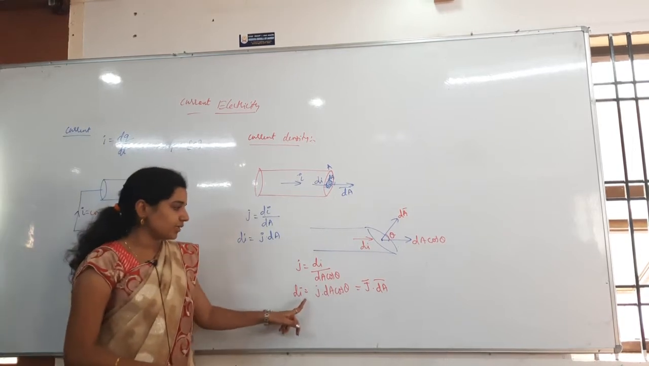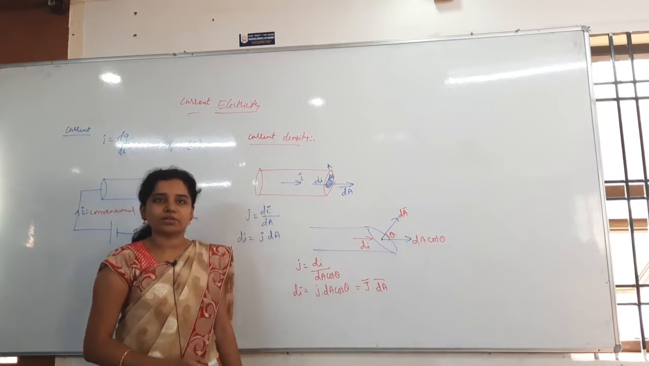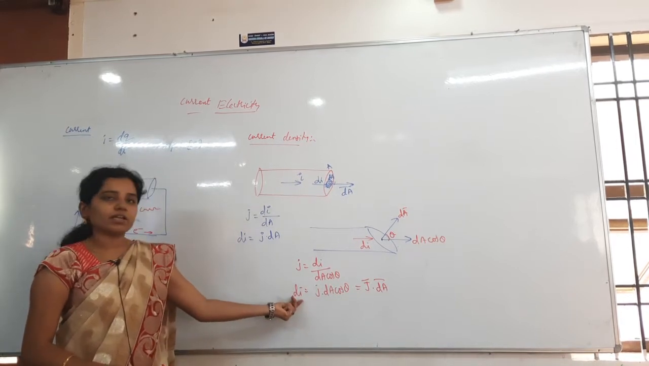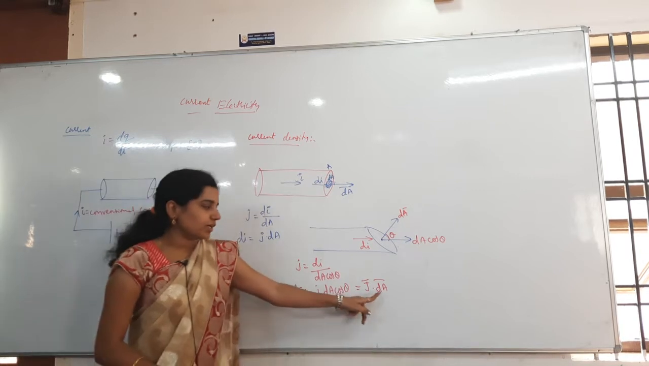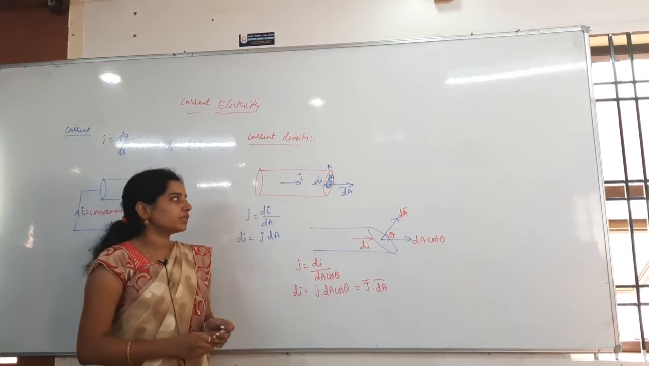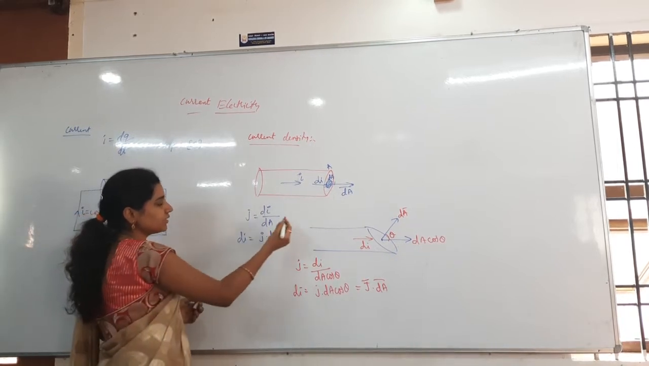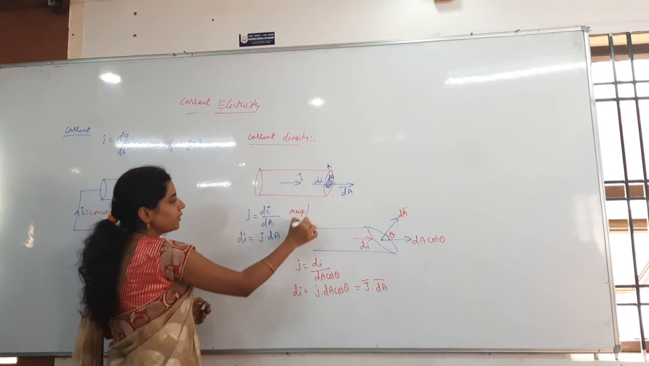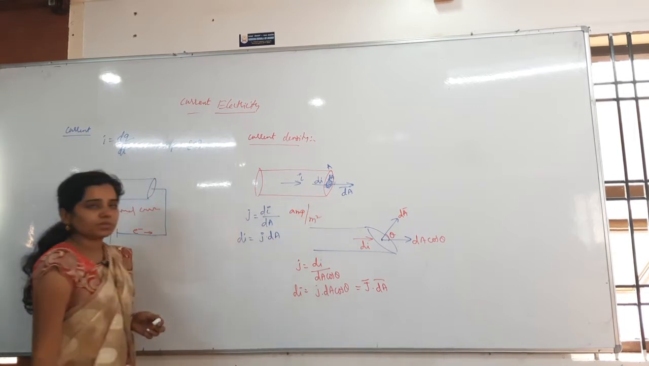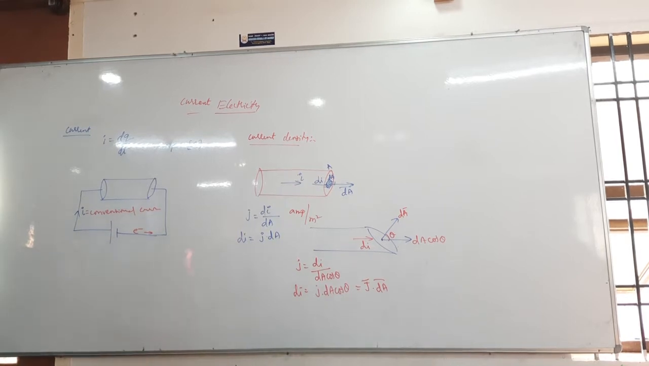So here di is equal to J into dA cos theta, that is J bar dot dA bar. Here I is a scalar quantity only, but J and dA bar are vector quantities. Current density is a vector quantity. That is about the current density. And by the way, what are the units of current density? Ampere per meter square. Area means meter square. That's it. Write that.